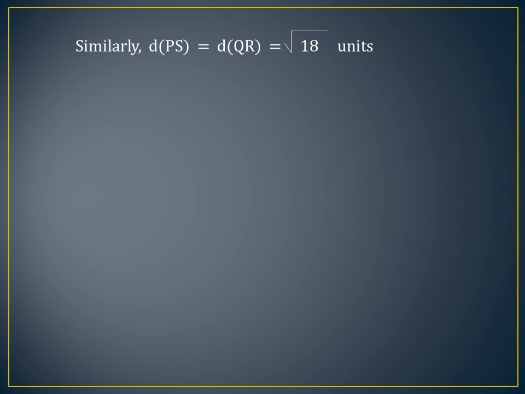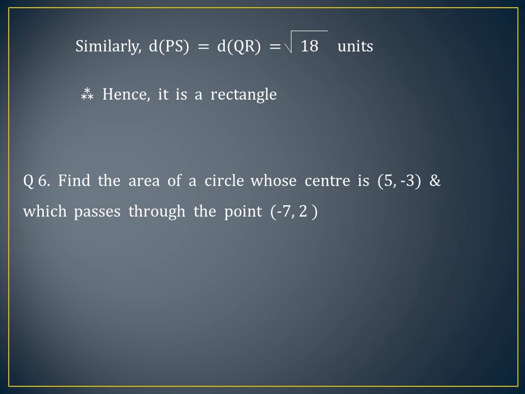So similarly you can calculate and find out that distance PS comes to be equal to distance QR and that value is root 18 units. Therefore we'll say that PQRS is a rectangle. Okay, so let's solve our last question.